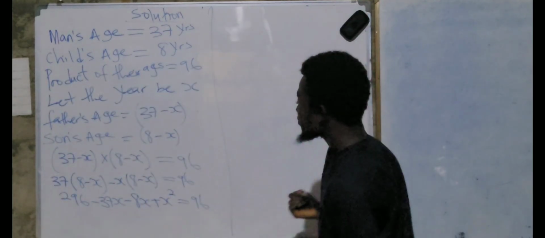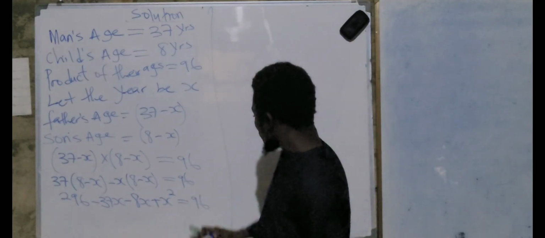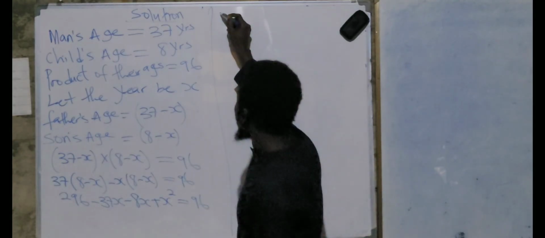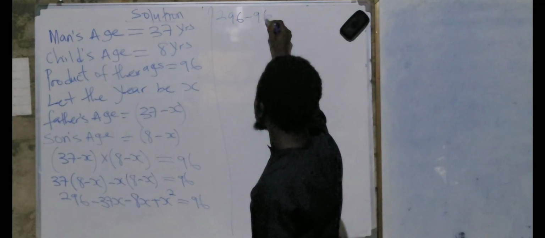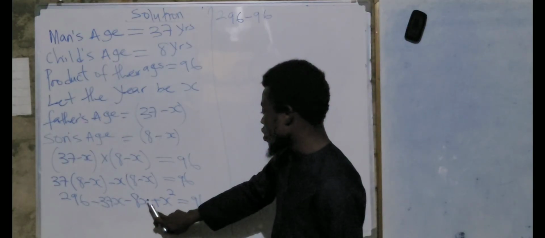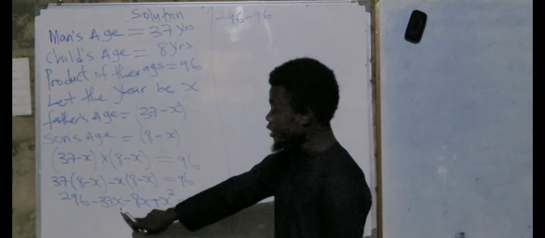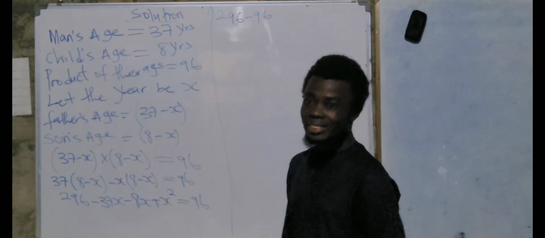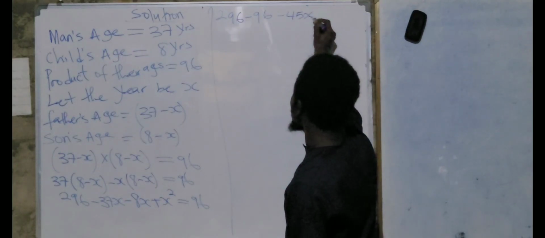Hope it's clear, right? Now looking at this, let's collect like terms. This one is a constant. Are we okay here? Now I will take this multiplier now. Because this one is a constant, we now have 296 here minus 96 again. Next one was minus 37X, and minus 8X. What is that now? 45, sorry. Minus 37 minus 8, what is that? Minus 45, right? Are you okay here? Yes, sir. Now you have negative 45X. Are we okay here?